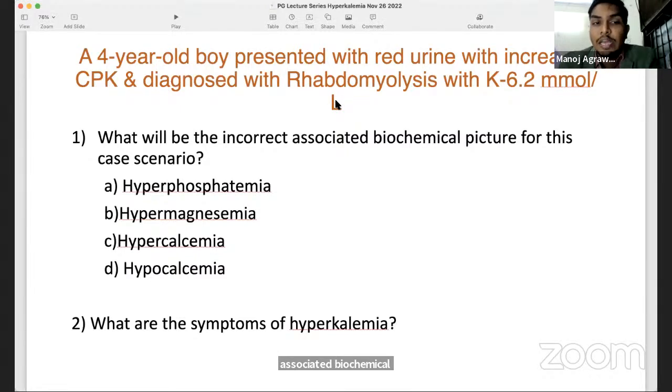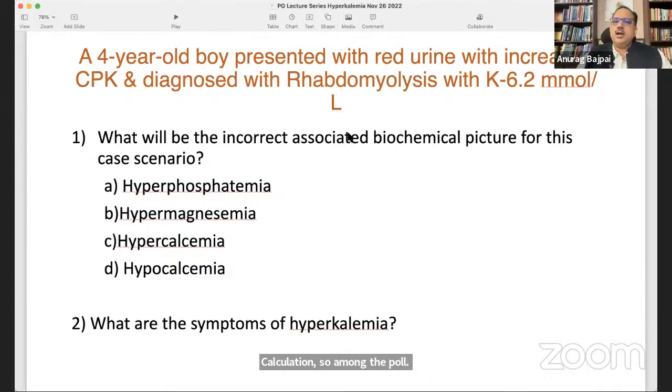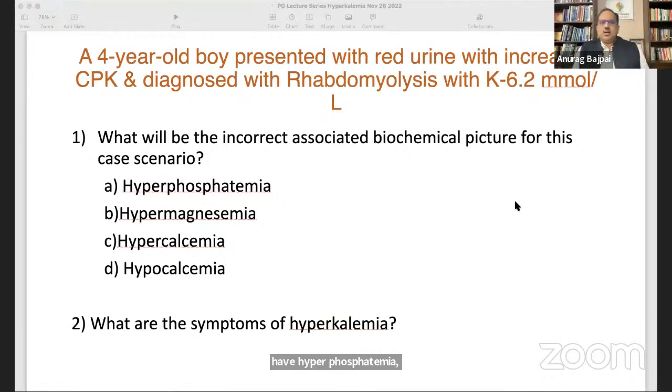First option is hyperphosphatemia. Second is hypermagnesemia. Third is hyperkalemia. Fourth is hypocalcemia. Among the four, which one is incorrect? I think this is an interesting question, and Vibha had discussed it a lot as well. You can put your answer in the Q&A or the chat. I'll encourage all of you to write. Now, this question is such that only C or D can be correct, because you can either have hyper or hypocalcemia. So Manoj, you can go ahead.